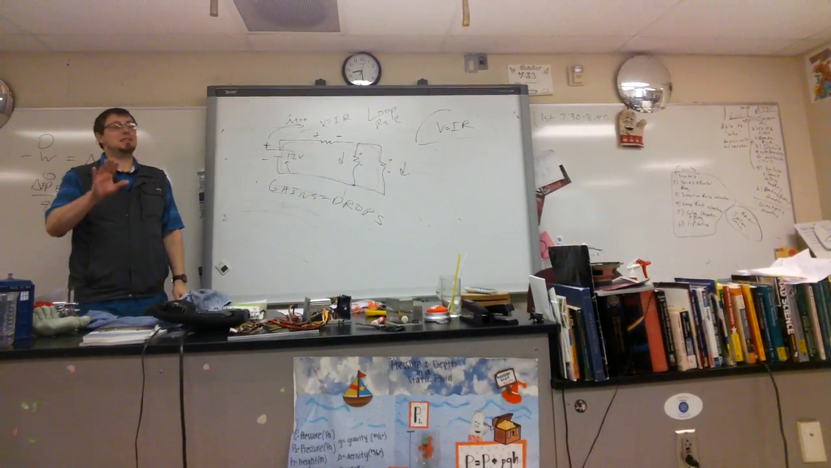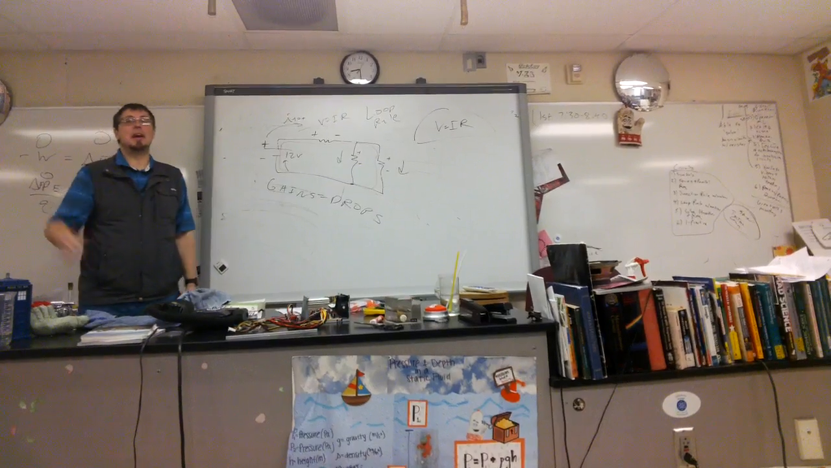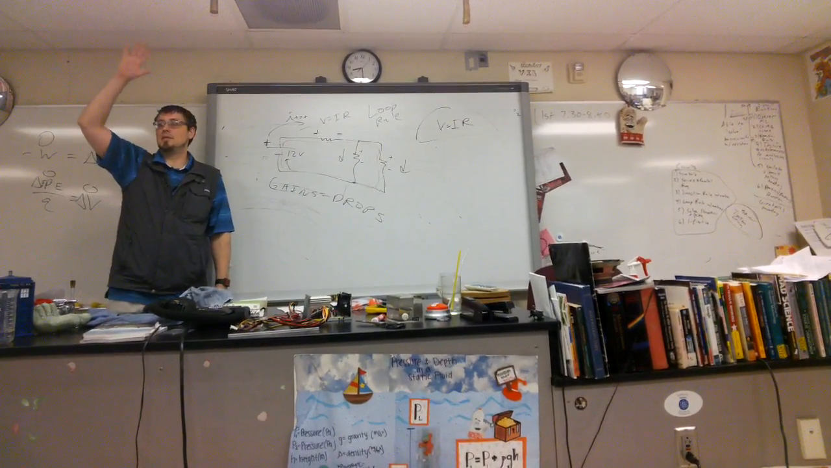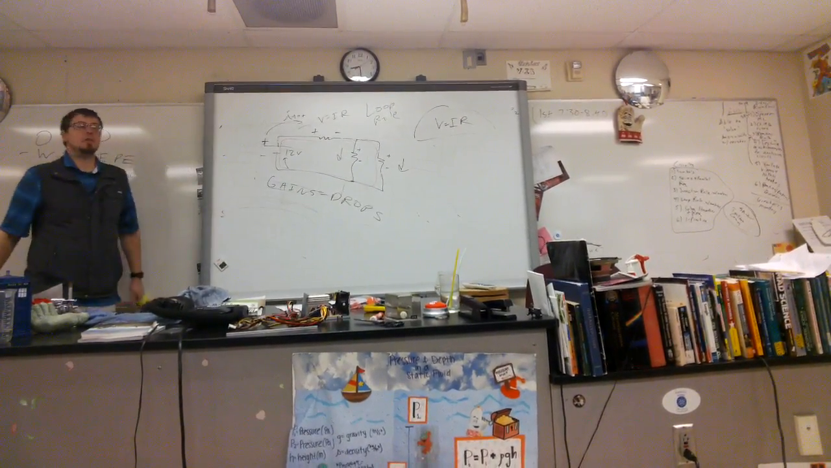The analogy will break down eventually, but how many people are okay up till this point? We're okay up to this point? Follow along? Mathematically, what will this look like, okay?